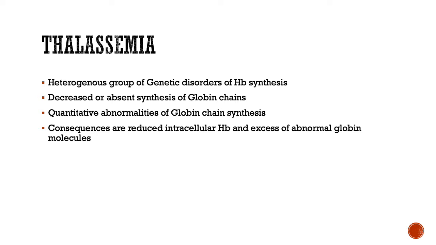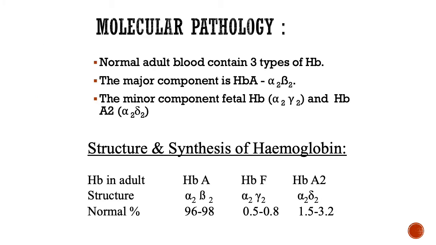Thalassemias are a heterogeneous group of genetic disorders of hemoglobin synthesis where you see decreased or absent synthesis of globin chains. These are quantitative abnormalities of globin chain synthesis. The consequences are reduced intracellular hemoglobin and an excess of abnormal globin molecules.